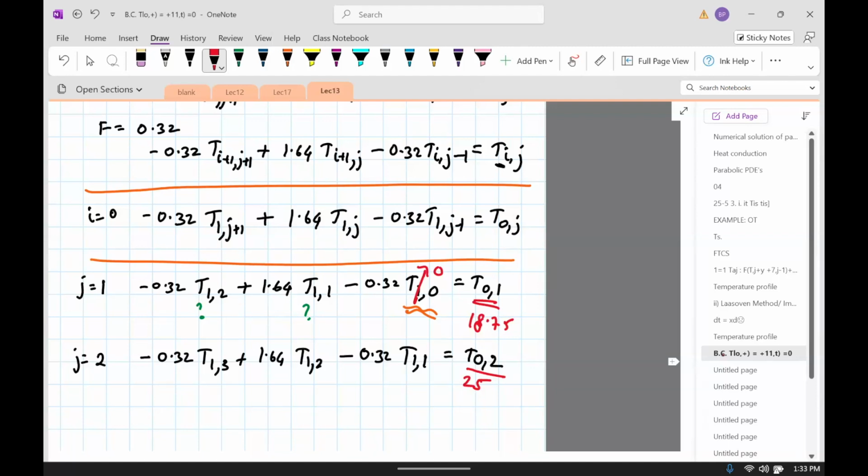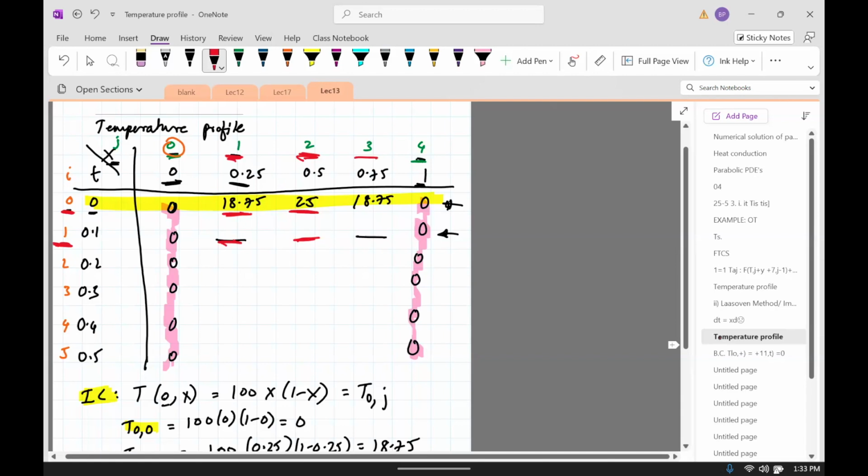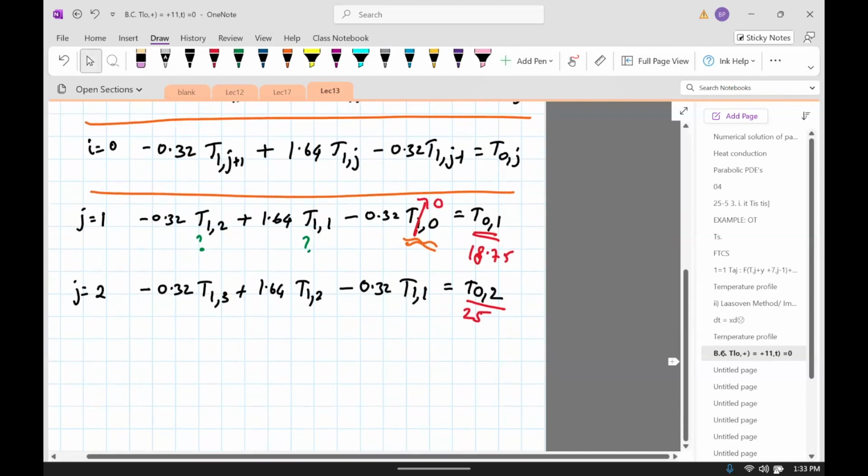1,3, 1,2, 1,1, all three of them are unfortunately not known. So if you go here, 1,1 is this one, 1,2 is this value, not known, and 1,3 is this value. So these three values here are not known, so we cannot write them down. So we'll have to keep the equation as is.